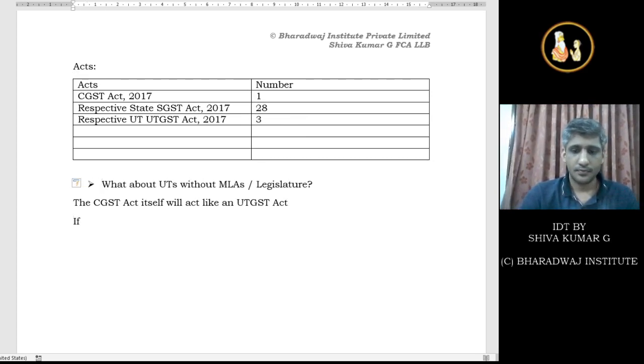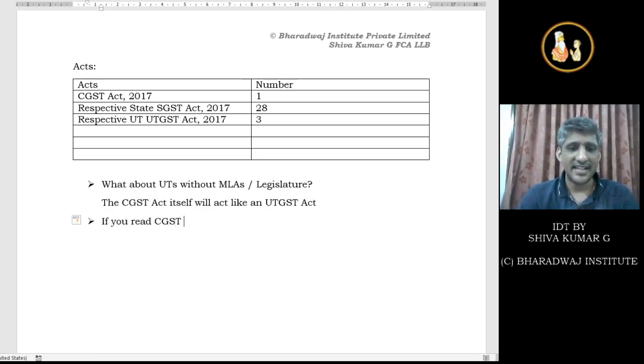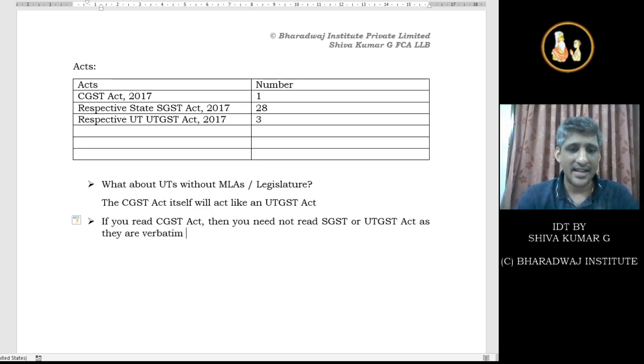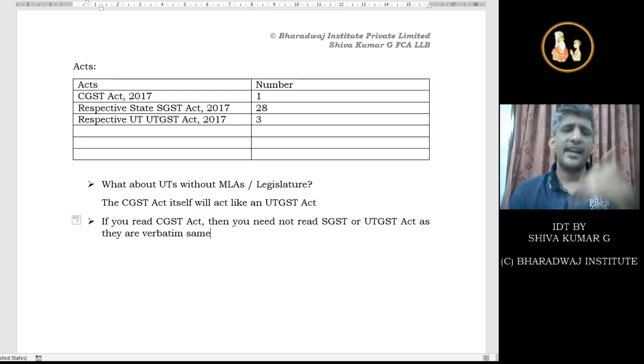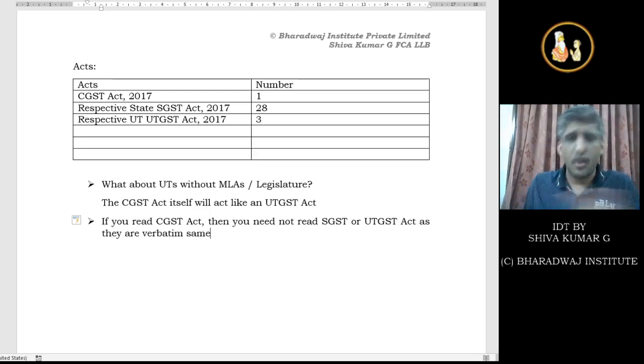If you read the CGST Act, then you need not read the SGST or UTGST Act, as they are verbatim the same. There are minor variations. For example, where the central government is mentioned, it will say Tamil Nadu state government. Those wordings may differ. Minor variations; those are not relevant.